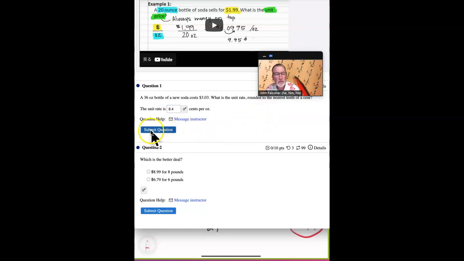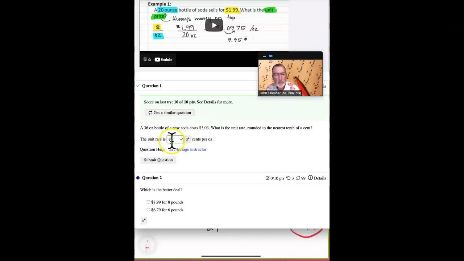Okay, per ounce. Okay, so there are a couple of extra steps to convert your answer because we're working in dollars. One alternative would be to convert this to pennies because you need to have your answer in the nearest cents. So you could convert this in advance and have 303 pennies for a 36-ounce bottle, and then that would remove that one step at the end.